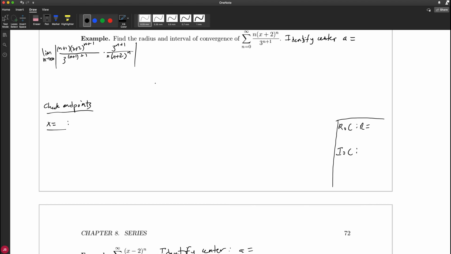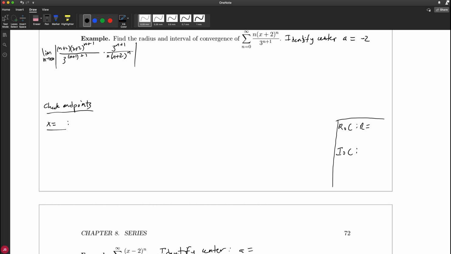So for this example we have the sum n equals 0 to infinity, n times quantity (x plus 2) to the n divided by 3 to the n plus 1. So first thing we'll do is identify the center of this power series. Notice a in this case, since it needs to be of the form x minus a, is going to be negative 2. That's an important distinction to make, right?